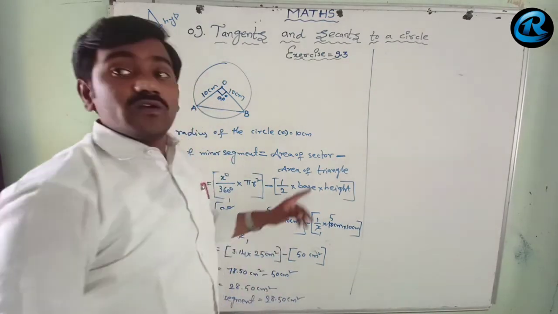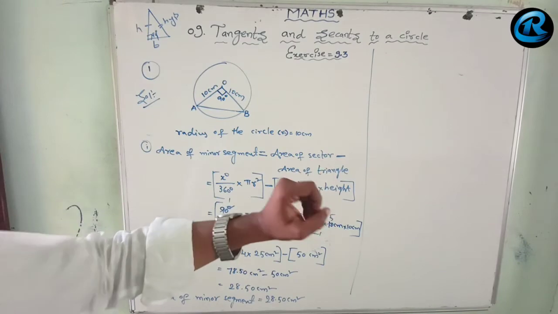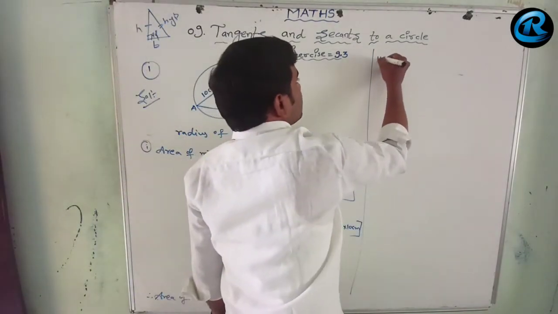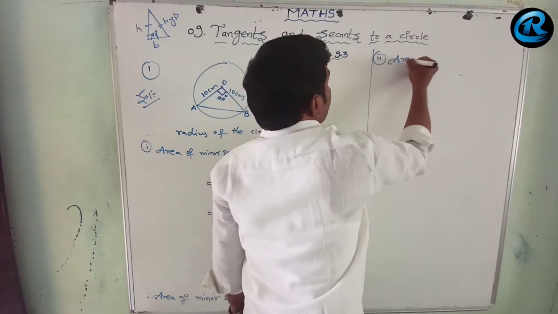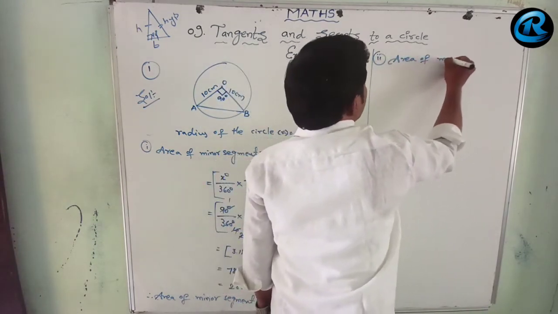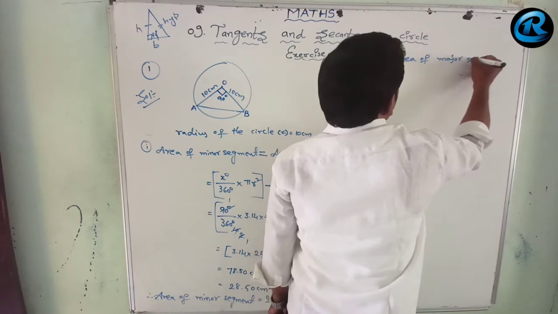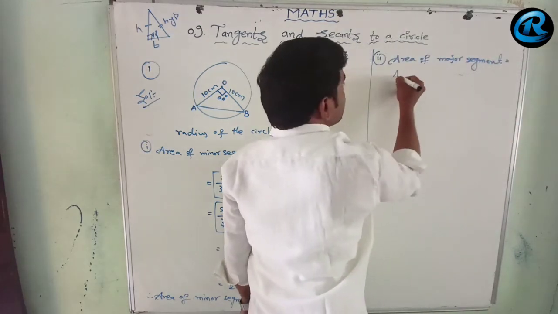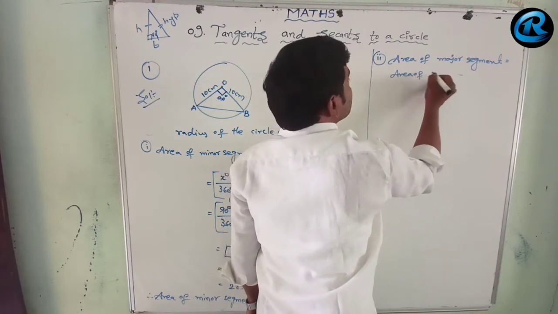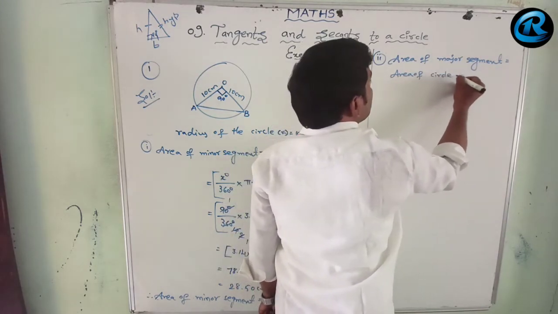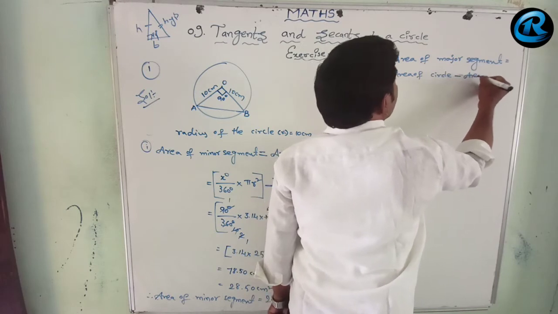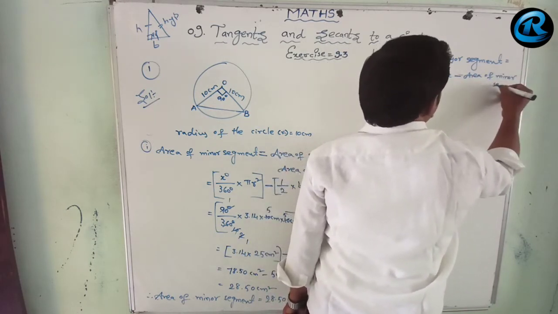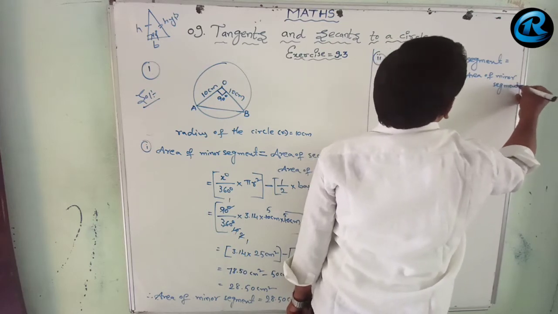Then we have to find out the area of major segment also. How can we find out the area of major segment? Simple. We have a formula. Second, area of major segment is equal to area of circle minus area of minor segment.